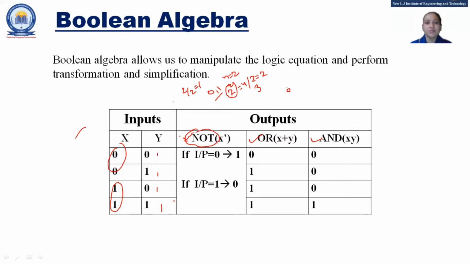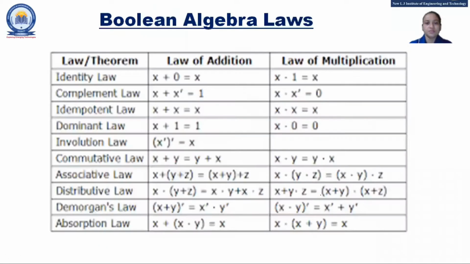If we apply 0, it returns 1. If we apply 1, it returns 0. For the OR operation, you can see from the truth table, 0 plus 0 returns 0, 0 plus 1 returns 1, again 1 plus 0 returns 1, and 1 plus 1 returns 1. For the AND operator, if both the inputs are 1, it returns 1, and for the rest of the inputs, it returns 0.